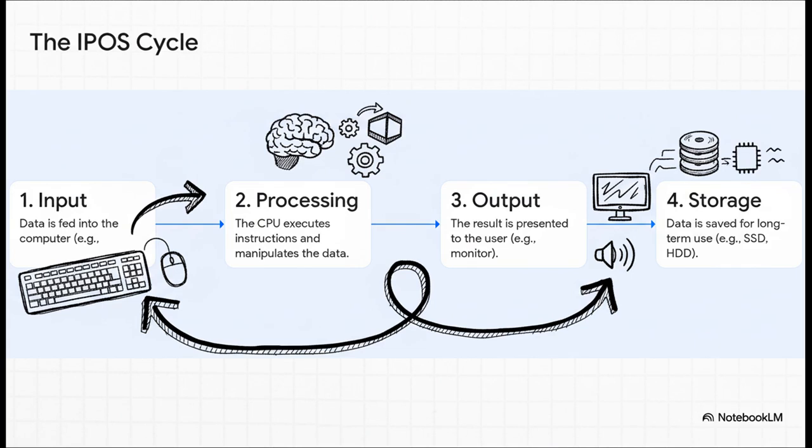This right here is the fundamental loop of everything a computer does. It's called the IPOS cycle. It starts with input, that's you typing or clicking your mouse. Then comes processing, where the CPU does its thing. Next, you get the output. You see the result on your screen. And finally, if you want to keep that result, you save it to storage. Input, processing, output, storage. That four-step dance is happening millions of times a second.